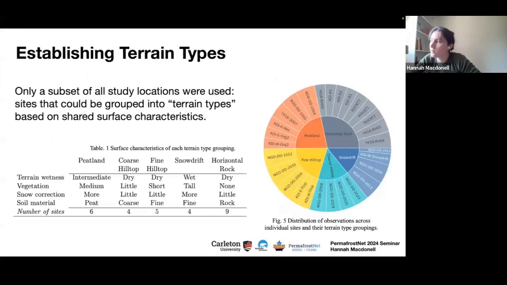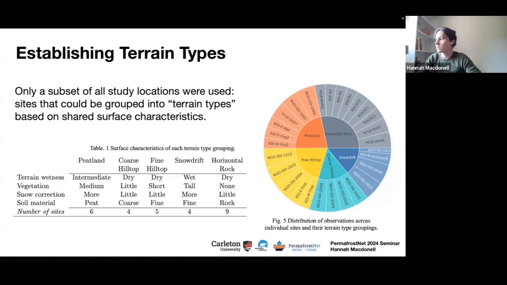One component of the framework examined this idea of grouping together sites that could be described as the same terrain type. The reason we do this is so that when we're evaluating our model, we can adequately weight each terrain equally and avoid skewing model evaluation towards terrain that you may have more data for. Once each location was assigned descriptions of things like drainage, vegetation, and snow correction, soil material, I then grouped them together with other sites that shared those same surface characteristics.